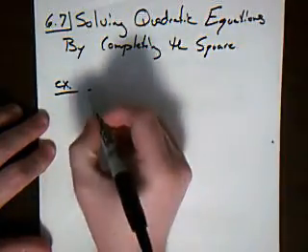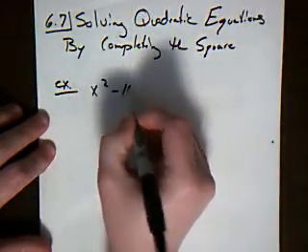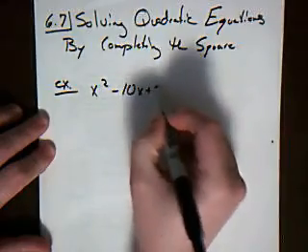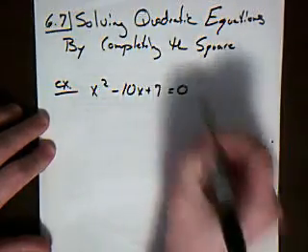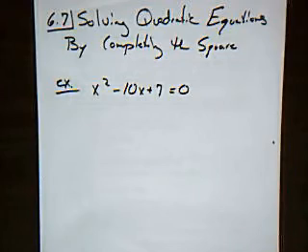So if we have an example, something like this, x squared minus 10x plus 7 equaling 0. This is something that we call a quadratic equation. And you'll see next section we're going to derive the quadratic formula using completing the square, and you'll get a better idea of what in general a quadratic equation is. But for now all you need to know is anything with x squared and then an x and then a constant equaling a constant is going to be a quadratic equation.